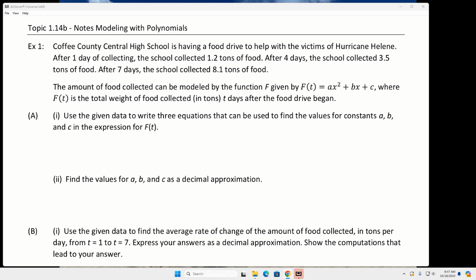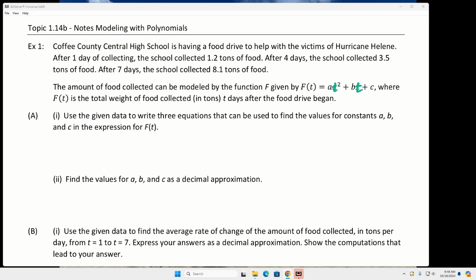The amount of food collected can be modeled by a function given by f of t, and I did make a mistake on this, and it will be on every single one of these examples. These should all be t's, not x's. Where f of t is the total weight of food collected in tons t days after the food drive began.